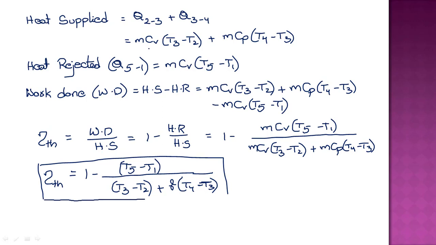Now let us get this thermal efficiency in terms of the ratios that we have seen. In order to get that, we need to get all the temperatures in terms of T1. So for that, let us take process 1 to 2. Process 1 to 2 is isentropic compression, so PV power gamma equal to constant.